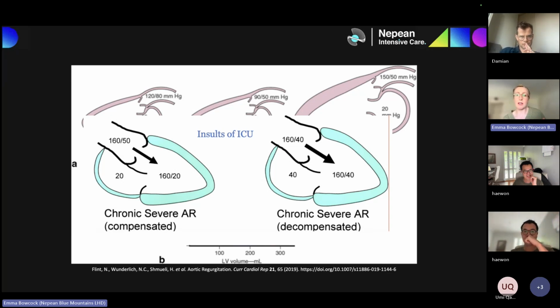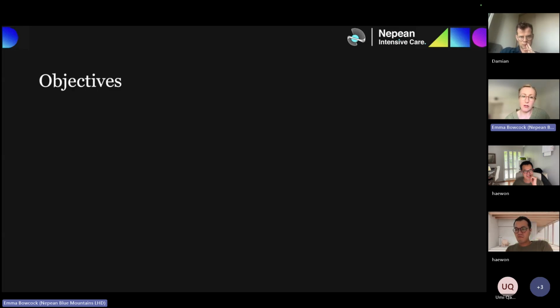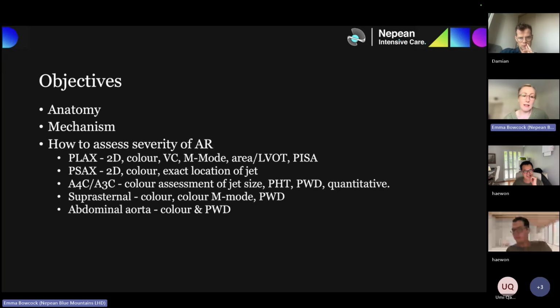And as we know, these patients have clinical signs that we always need to corroborate with echocardiography, things like Austin Flint murmurs and wide pulse pressures and all of that. But echo can be very, very useful in this patient group, and I hope to show you that as we go through. So we'll go through anatomy, mechanism.